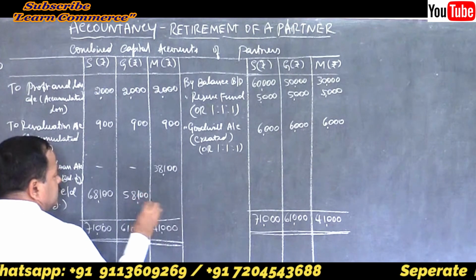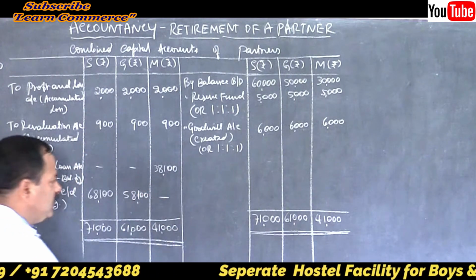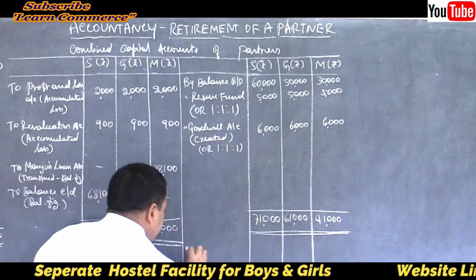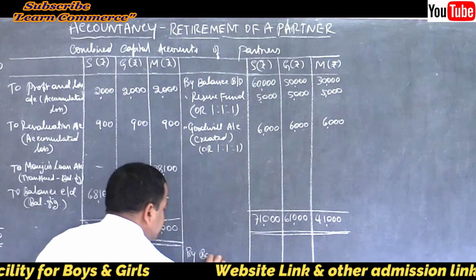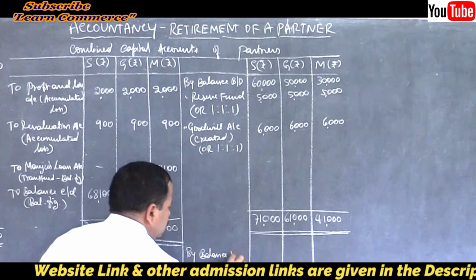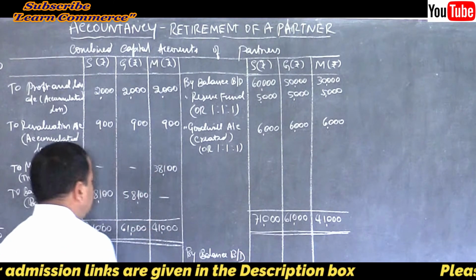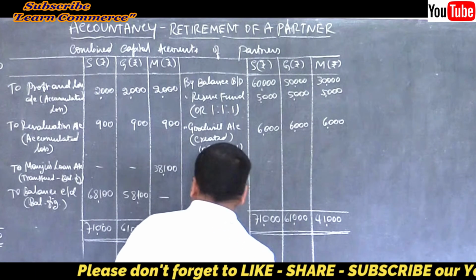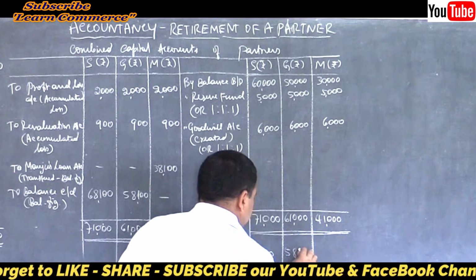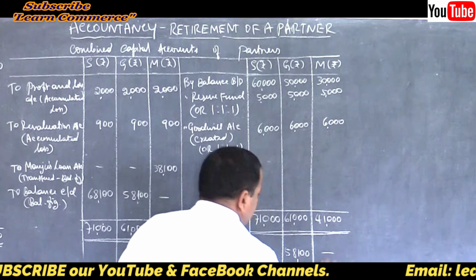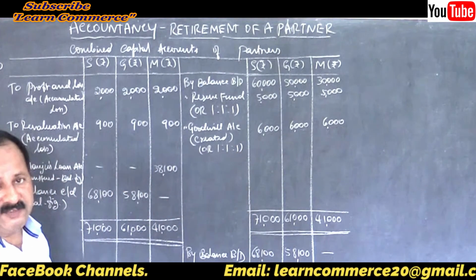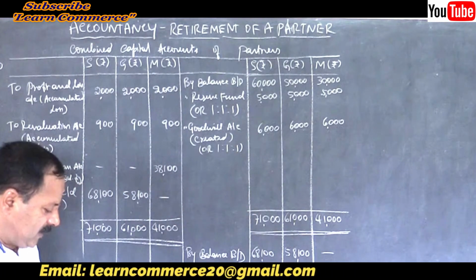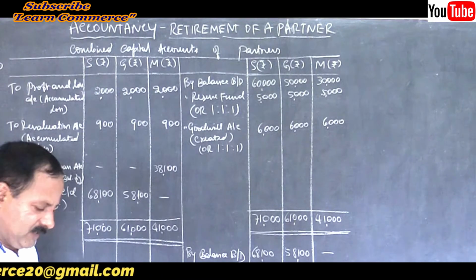58,100. Nothing in other partners' capital account. So bring down the balance. By balance brought down. How much? 68,100 and 58,100. That's all. Nothing in other partners' capital account. That's all. It's done. Your capital account is done.